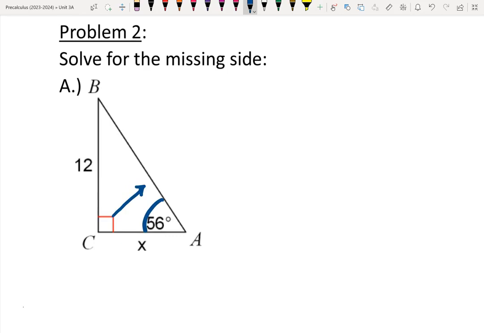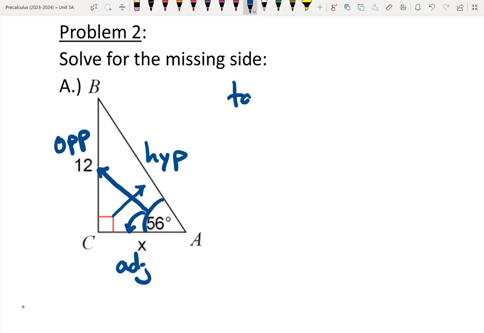That's a hypotenuse, right? So automatically, this is our hypotenuse always. So from 56, this would be opposite, and this one would be adjacent. And we can go ahead and throw that in. So the way we write it, we're using tangent.